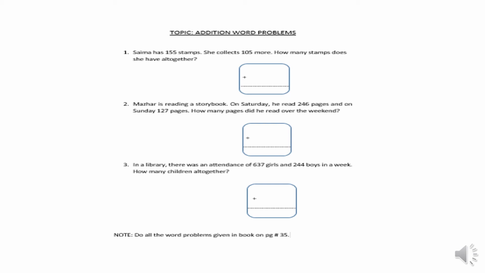So you have two numbers, 637 and 244. You will write these numbers in the box given below. In the ones column, you will have two numbers, 7 and 4. In tens you will have 3 and 4, and in hundreds you will have 6 and 2. We will start from ones.